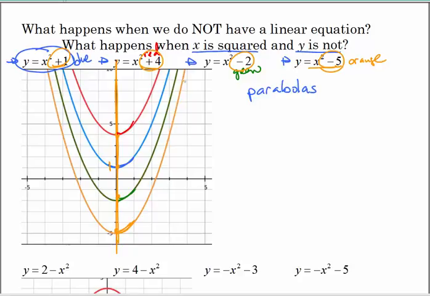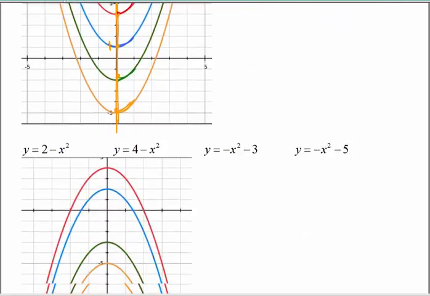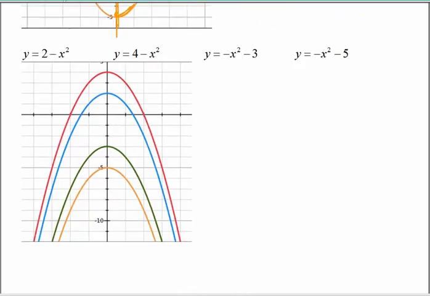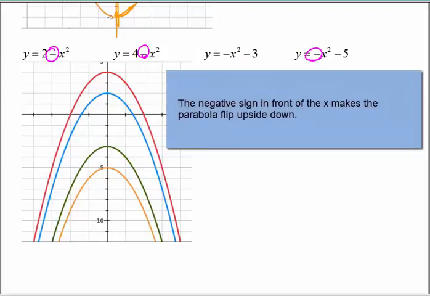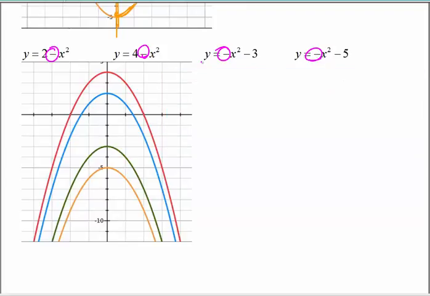But let's hold on. Let's see what happens if I flip them upside down. Well, what has caused them to flip upside down is this negative sign. The negative is in front of the x squared, so it makes it flip upside down. All right, so let's go through and look at these numbers. So I have a positive 2. I bet that's the blue one.